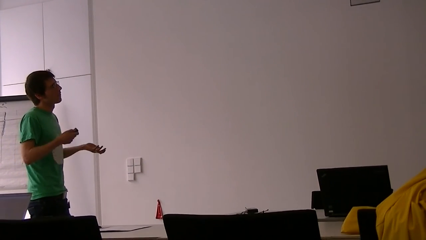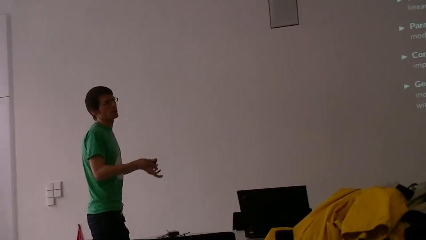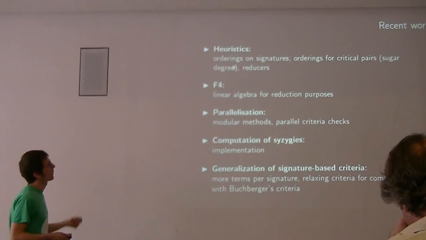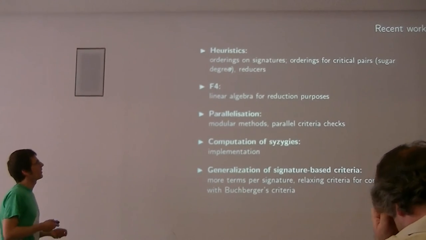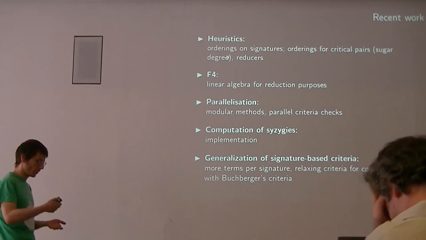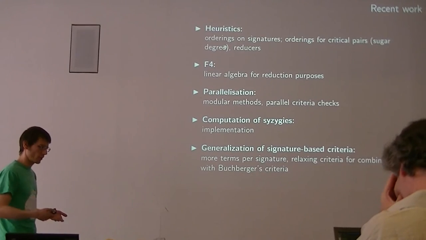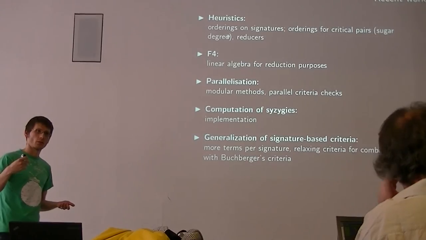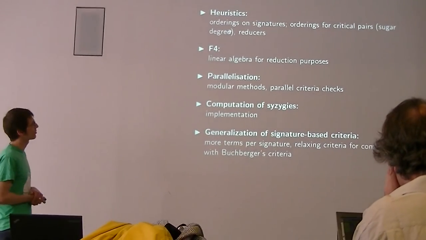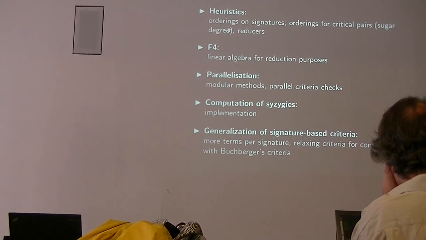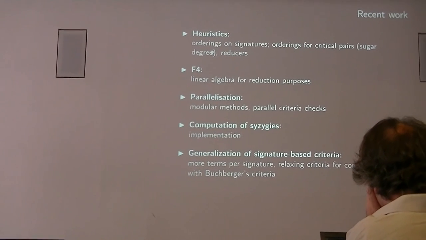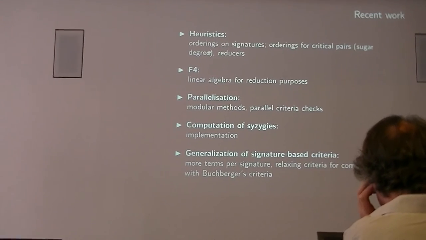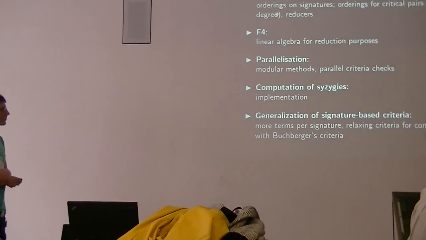So right now I'm really working on some stuff like heuristics. So when to use which orderings on signatures, orderings for critical pairs. I mean, in some cases when you use your critical pairs by increasing signature, you really get an ordering by the sugar degree in the inhomogeneous situation, which is good. Or how to check your list of reducers in this case. And of course now I'm coming to it: I need linear algebra for reductions.